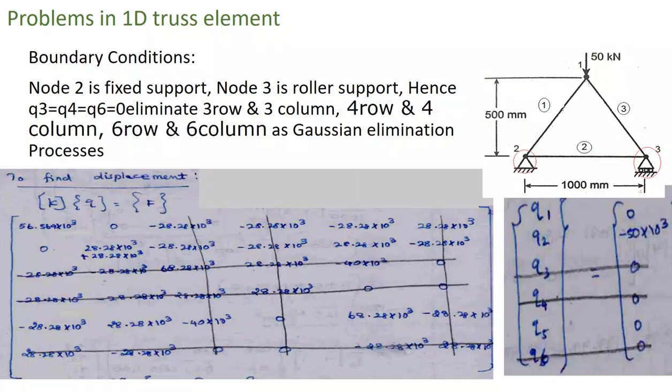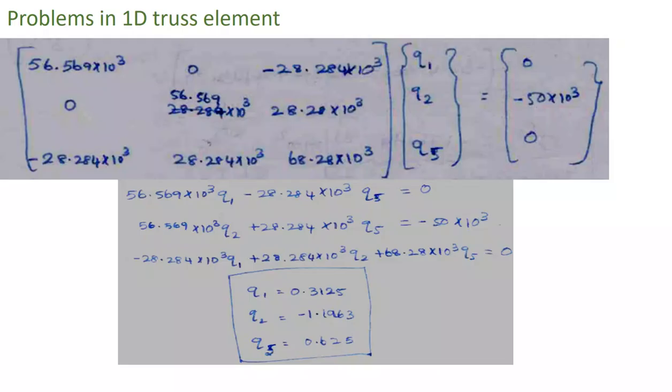Applying these boundary conditions based on the zero displacements, the rows and columns corresponding to them become negligible. So the final values we get are: 56.569 into 10 to the power 3, 0, minus 28.284 into 10 to the power 3; 0, 56.569 into 10 to the power 3, 28.28 into 10 to the power 3; minus 28.284 into 10 to the power 3, 28.284 into 10 to the power 3, 68.28 into 10 to the power 3. The displacements are q1, q2, q5, and the force is 0, minus 50 into 10 to the power 3, 0.